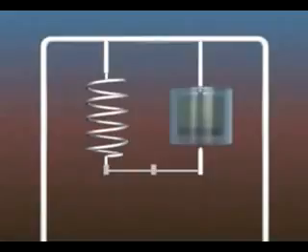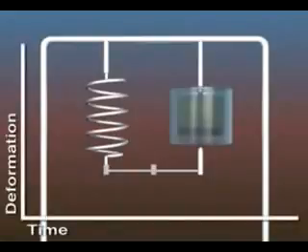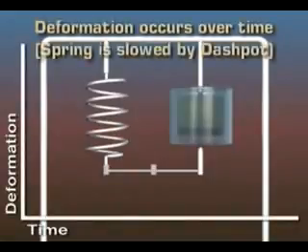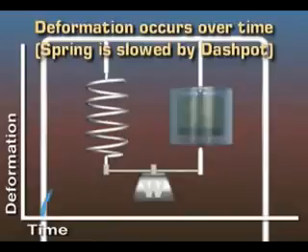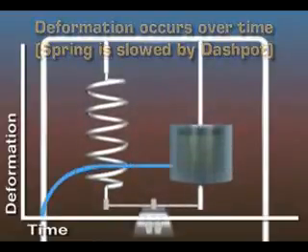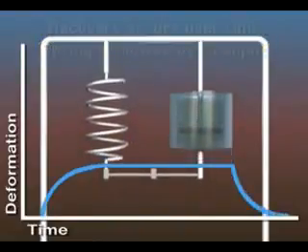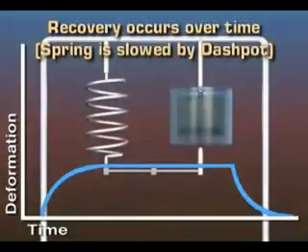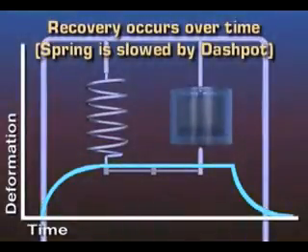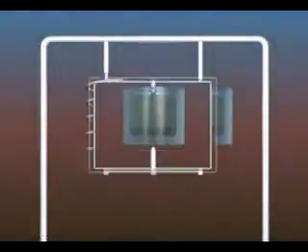The second portion of the model involves a spring and dashpot in parallel. The spring portion of the system cannot immediately deform because the viscous component slows it down. Therefore, the deformation takes place over a period of time. As the weight is removed from the system, the deformation recovery of the spring is slowed by the dashpot.